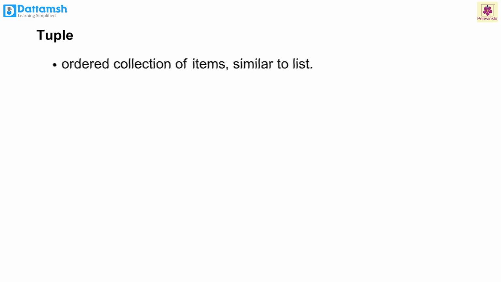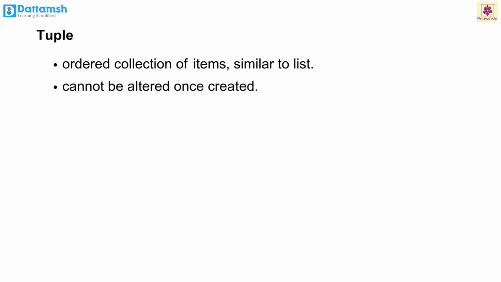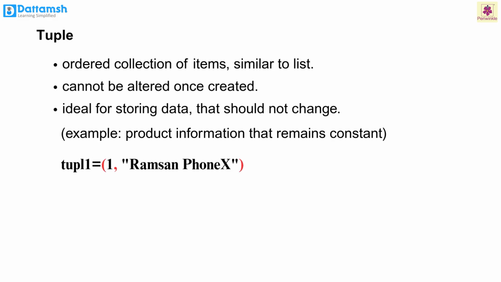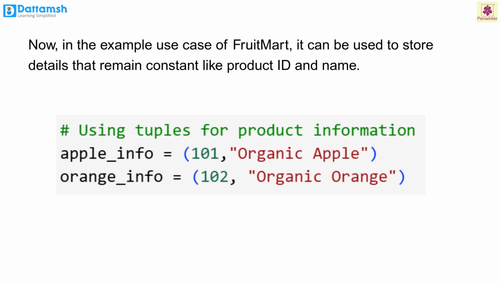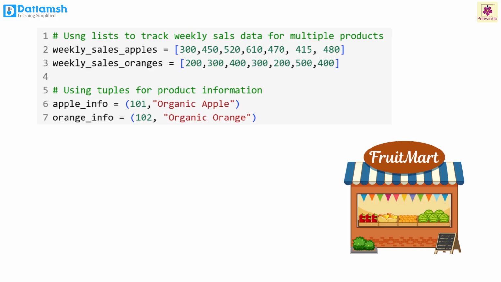Tuple. A tuple is an ordered collection of items similar to a list, but it cannot be altered once created, which makes it ideal for storing data that should not change. For example, product information that remains constant. It is written in parentheses and separates the elements by commas. Now, in the example use case of Fruit Mart, it can be used to store details that remain constant like product ID and name. For example, apple_info is equal to (101, organic apple).